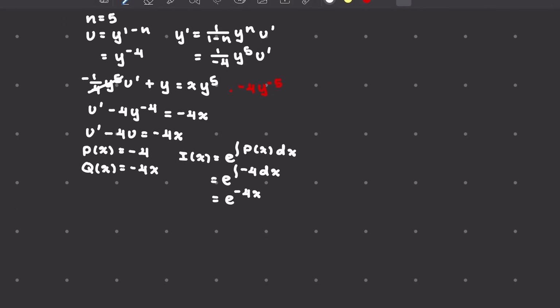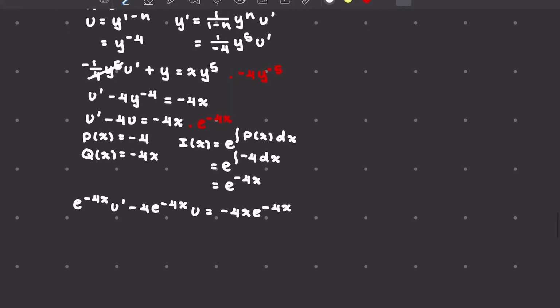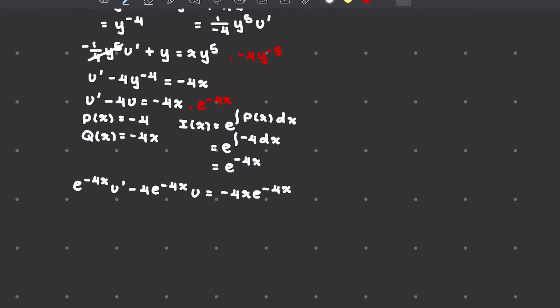Now let's multiply our whole differential equation by our integrating factor, which is e to the negative 4x. This will give us e to the negative 4x times u prime minus 4e to the negative 4x times u equals negative 4x e to the negative 4x. And now let's check whether we've done our steps to find the integrating factor correctly or not.